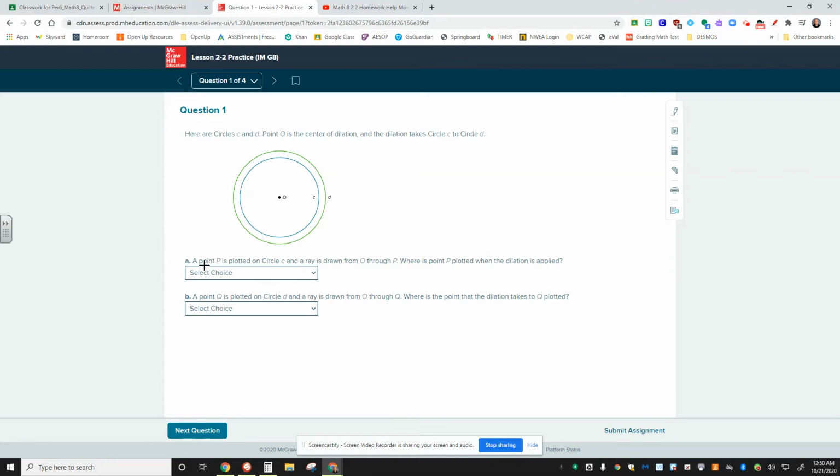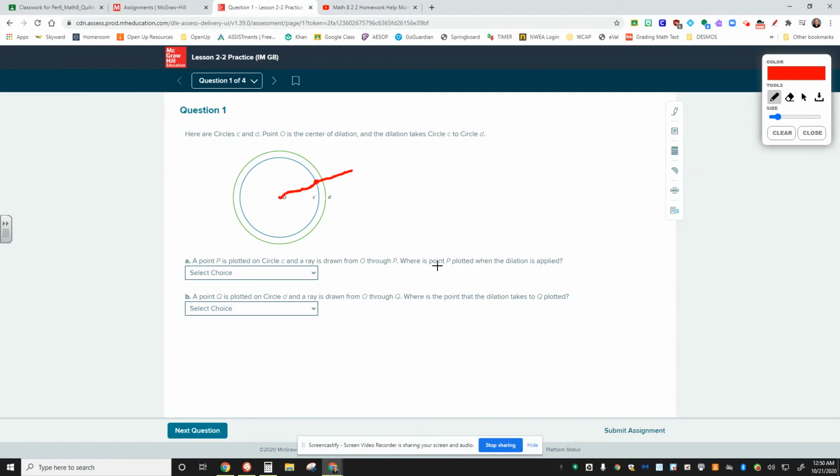It says a point P is plotted on circle C. So we'll go ahead and just put a point out here. And a ray is drawn from O through P. Let's see if I can do any kind of justice here. Forgive me, I know it's not a straight line. So you're like, that's not a ray, but we're going to pretend that it is.